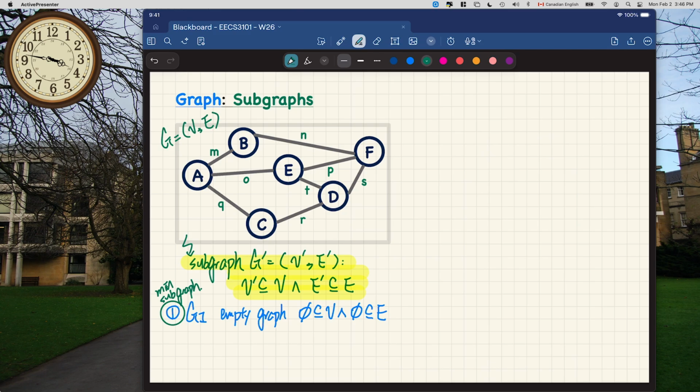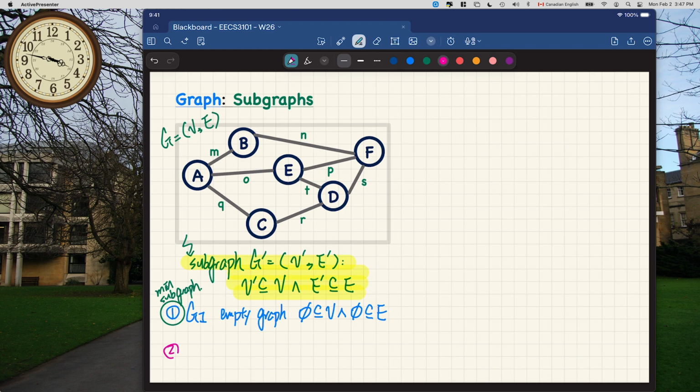Okay, that's a minimum. Let's go the other extreme. What will be the maximum subgraph? The G itself. Because you cannot go beyond V and E, right? Got to be exactly the same, right? That's really the maximum possible. All right, very good.